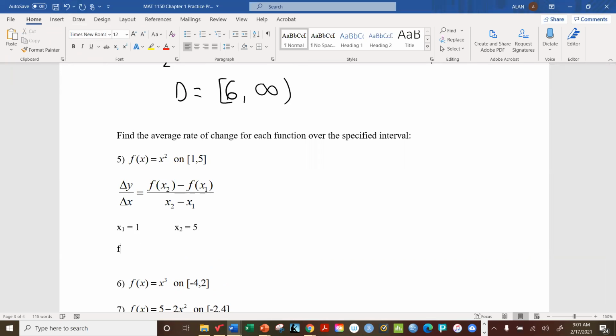Okay, so f of 1 is 1 squared, which is 1. This is what we mean by f of x1. Actually, let me write it like this. I think it's a little bit cleaner this way. f of x1 is f of 1, which is equal to 1 squared, which in turn is equal to 1, of course.